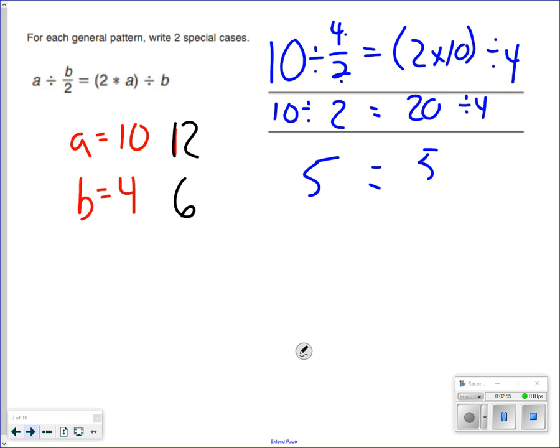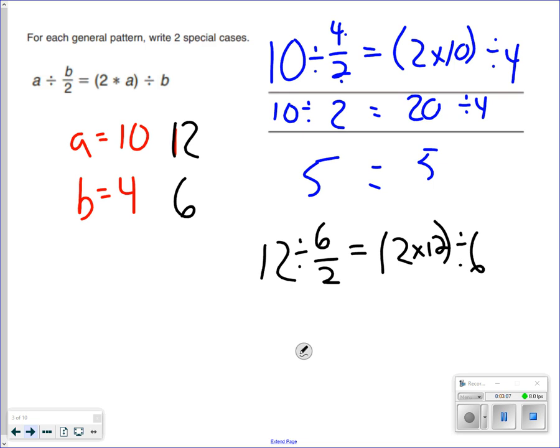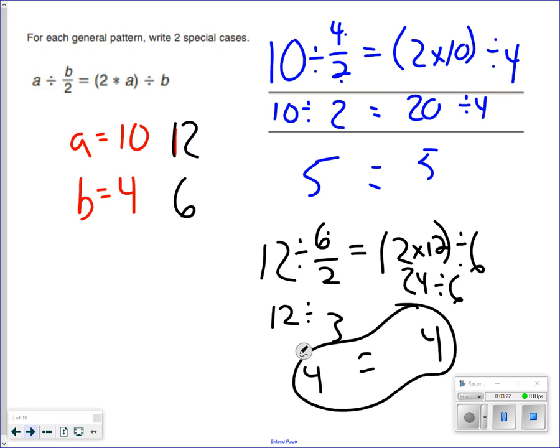Let's write one out. We have 12 divided by 6 over 2 equals 2 times 12 divided by 6. Let's work it out. Well, 6 divided by 2 is 3. 12 divided by 3 is 4. Over here we have a 24. We're going to divide it by 6, which also equals 4. 4 equals 4. So our general patterns do work out.